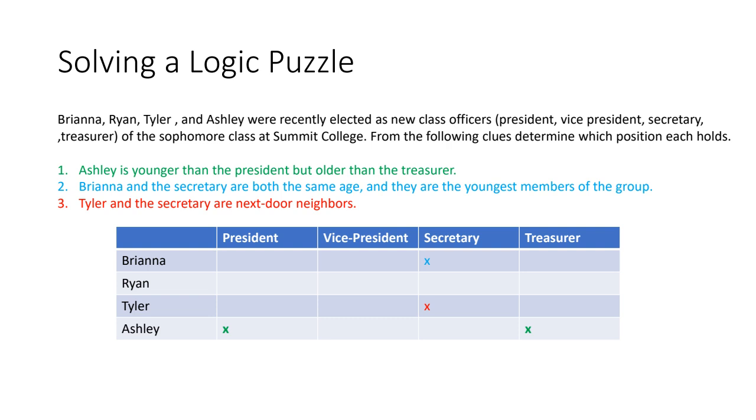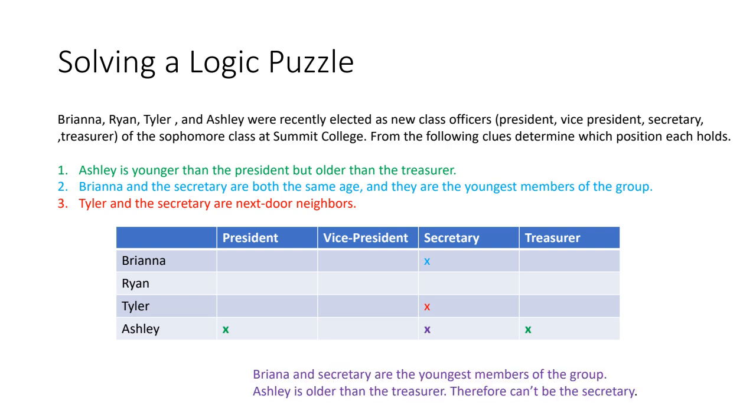So now you want to go back and read the whole information. So we already have, let's see what we can deduce from what we have. So the role of secretary can only be Ryan and Ashley. But we were told that Brianna and the secretary are the youngest members of the group. Ashley's older than the treasurer, therefore she can't be the secretary. So that actually excludes Ashley from being the secretary, which means the only one possible to be the secretary is Ryan. And so we put it in there.